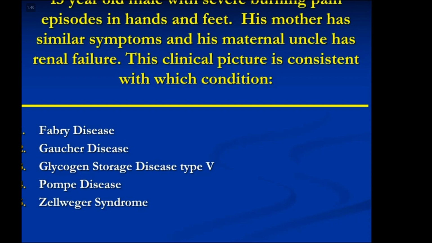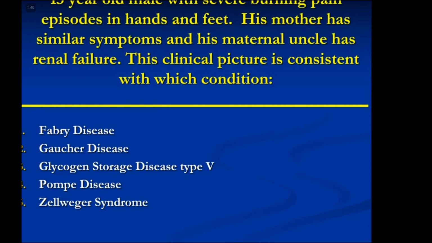Pompe disease is a lysosomal storage disease that mainly causes weakness. So some of these patients are so weak that by the time they're a year old, if they're not treated, they can only blink their eyes, which is really striking. Glycogen storage disease type 5, I put this in here because this is a muscular glycogen storage disease, and it can present with muscle pains, so sort of similar, but this is during exercise.